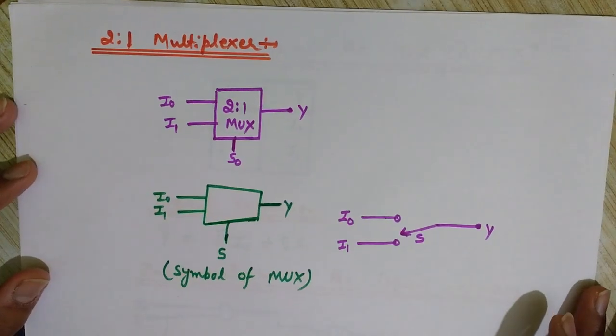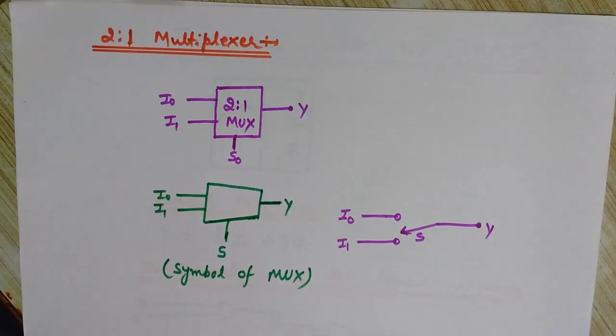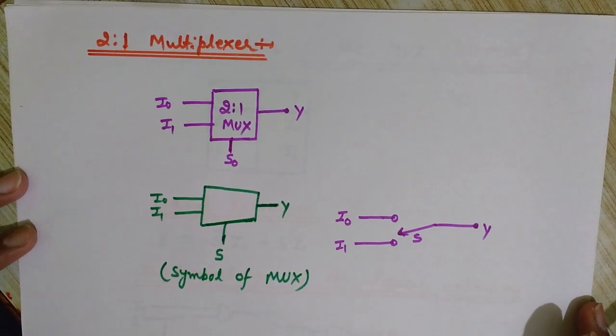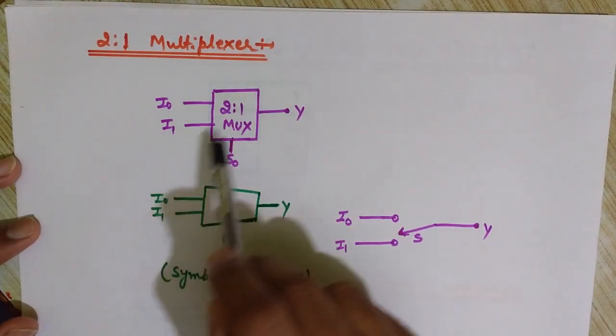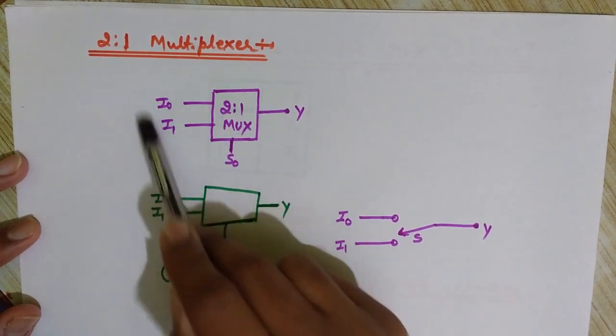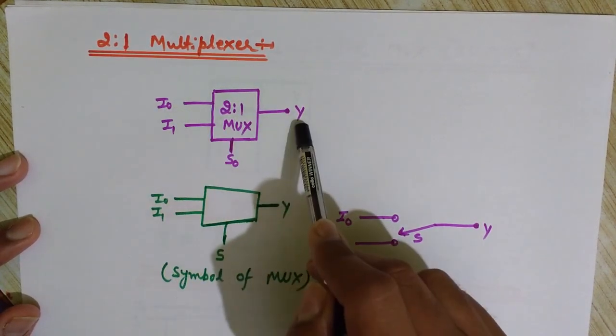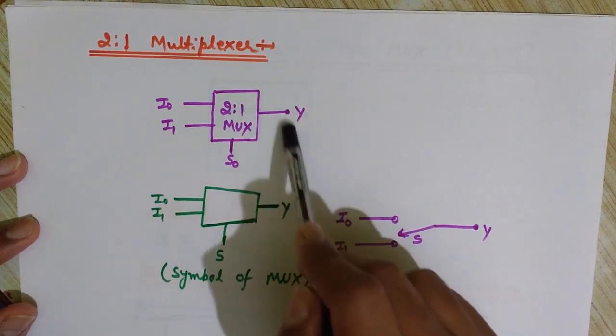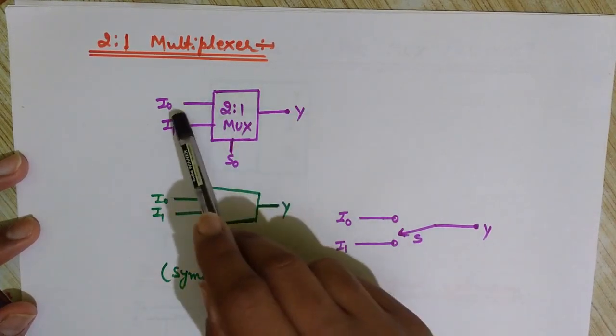Now we will discuss two types of multiplexer, 2 to 1 and 4 to 1 multiplexer, and we'll see the symbol and its design, working, truth table, logical expression, and also the implementation of the logical expression of these 2 to 1 and 4 to 1 multiplexers. So keep watching. Here it is 2 to 1 MUX. By the name it is clear that 2 to 1 means we have two inputs and one output. Always the output will be 1 because it is a many to one circuit.